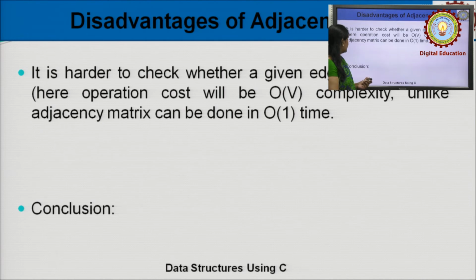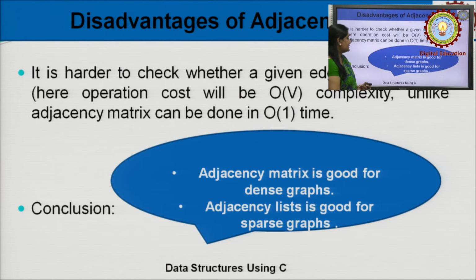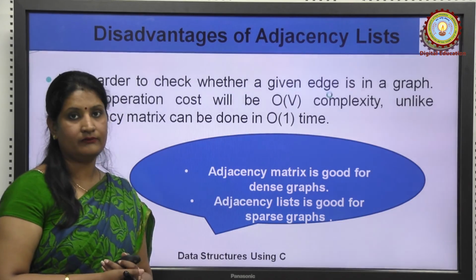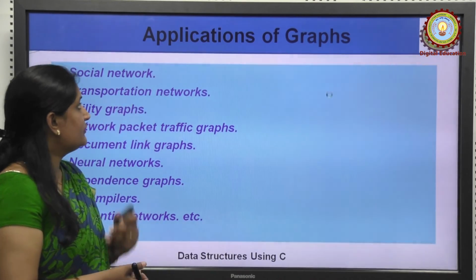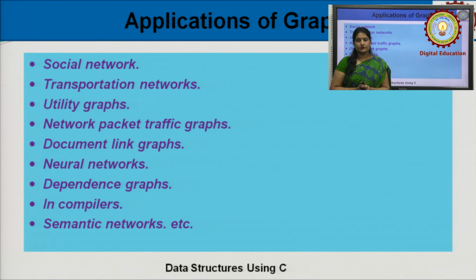So the final conclusion is that the adjacency matrix is good for dense graphs and the adjacency list is good for sparse graphs. Now we discuss some of the applications of the graph.